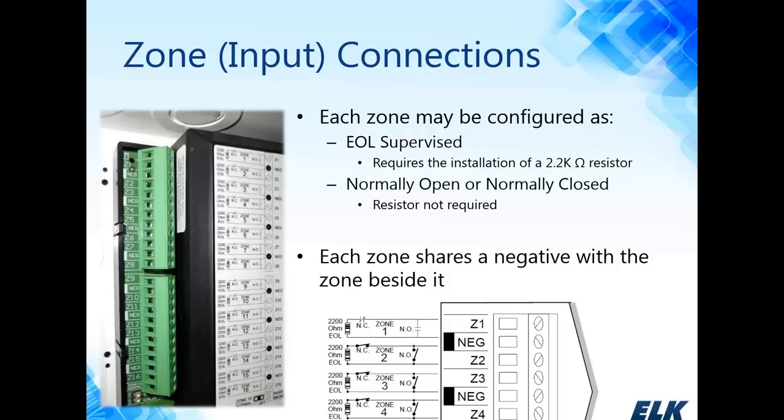So if you're using the end-of-line resistors, they should be at the furthest point at the sensor itself. But the M1 is flexible, so you can configure to use either normally open or normally closed contacts, which would not require the resistor at all. Each zone on the M1 system does share a negative with its neighbor, so every zone has a common negative between the zone beside it.